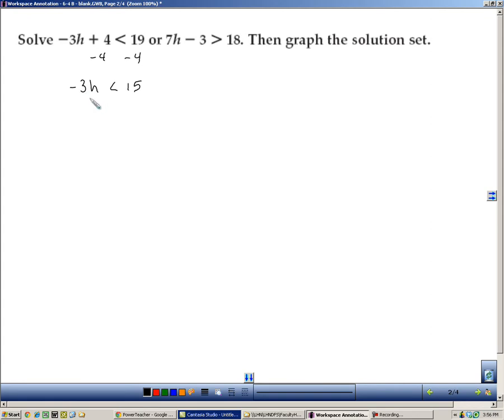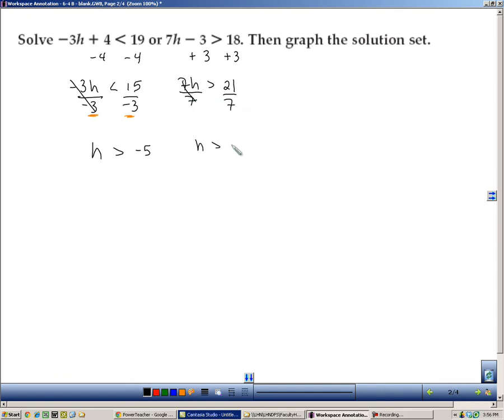Negative 3 is connected to the h with multiplication, so you undo that with division. So h is greater than negative 5. Remember, I divided here by a negative number, and when you do that, you have to switch the sign or reverse the symbol, so don't forget to do that. Now, solving the second one, we will add 3 to both sides. 7h is greater than 21, and divide by positive 7.